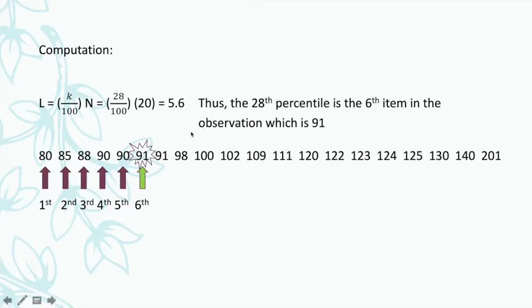So what is the 6th term? So 80 is the first term. 85 is the second term. 88 is the third term. 90 is the fourth term. Another 90 is the fifth term. And the sixth term is 91. So therefore, the 20th percentile is 91 because our L is not a whole number. So you just proceed to the next integer, which is 6. Nakuha?